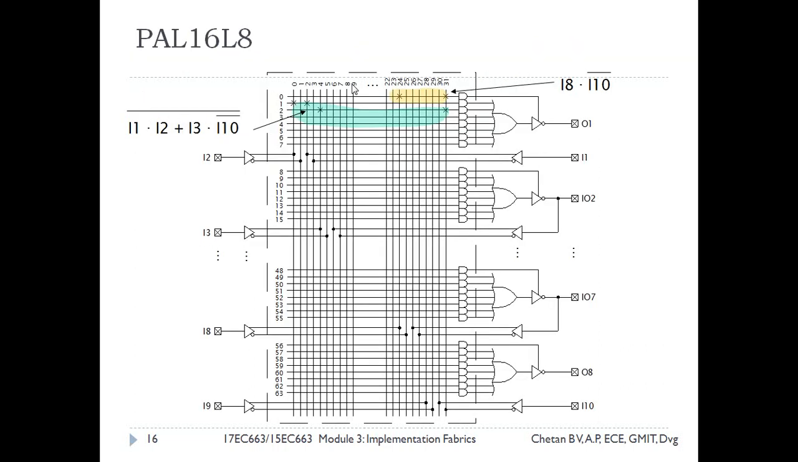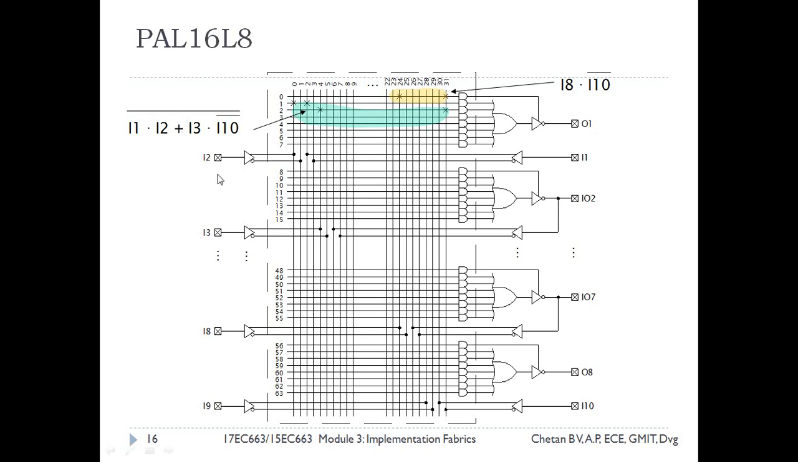Let us study an example PAL, which is PAL 16L8. This is the structure or architecture of PAL 16L8. Here there are three kinds of pins. One are only inputs, second one only outputs, third one both bidirectional IO pins.